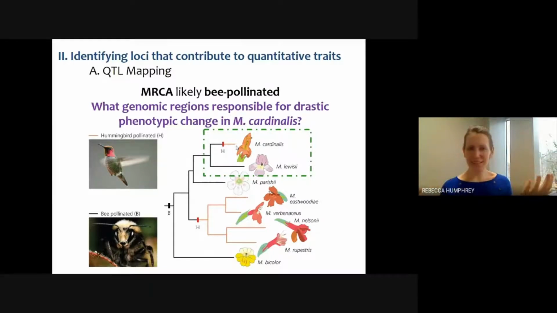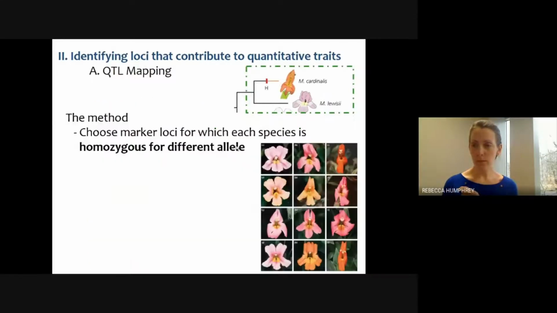We need to do a bunch of crosses. We need our marker loci, and we need to look at phenotypes of individuals with known genotypes. Because this is a quantitative trait, we're going to use our understanding of linkage disequilibrium to get at this question. Okay, so here's the outline of the method. Then we're going to look closely at some of the underlying logic and then look at the results.